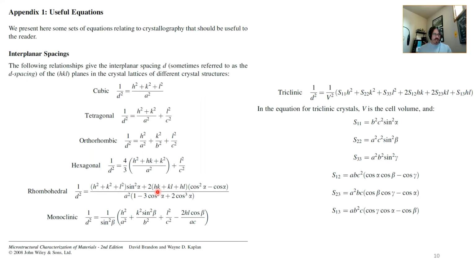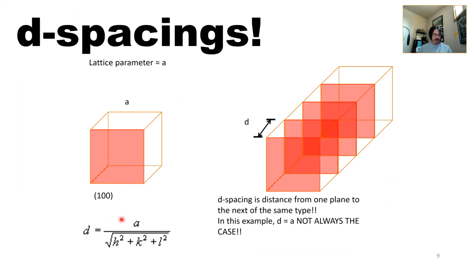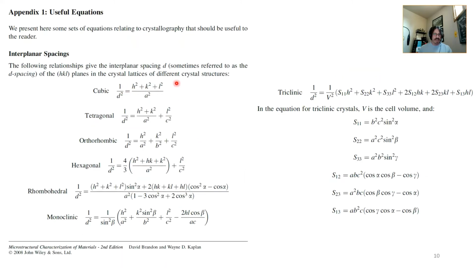If you look at the appendix, this is the appendix from Brandon and Kaplan. I always hate it when they invert this stuff, but this is what we get. We can rearrange this if we need to. Here I rearranged it as D equals A over the square root of h squared plus k squared plus l squared. That came from this somewhat more complicated flavor of the same equation. But you can see it differs for different crystal structures.